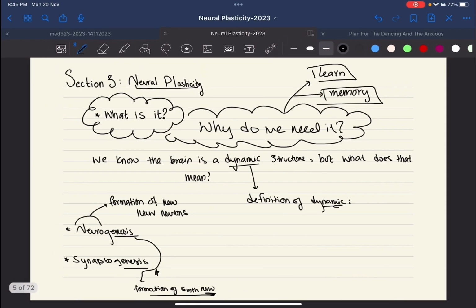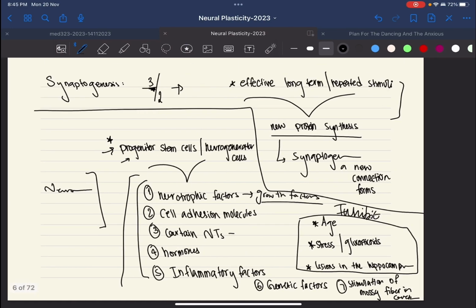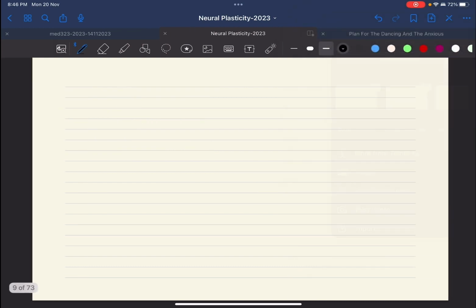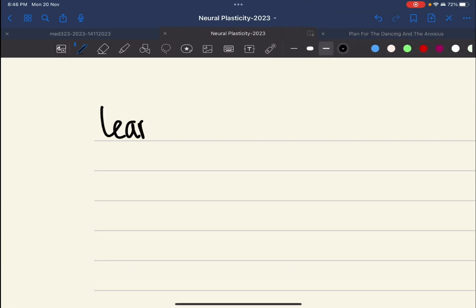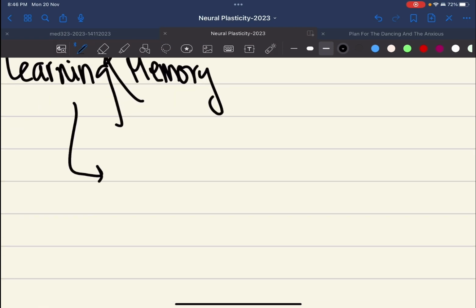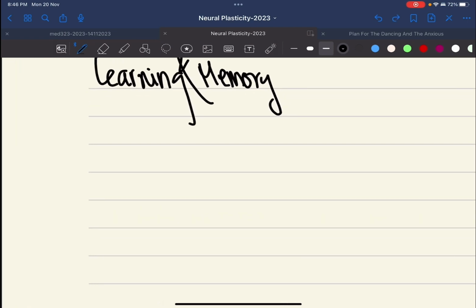That's basically section 3. So that's what you're expected to know of neuroplasticity. Moving on to section 4, which is learning and memory. We're going to be talking about a few things here. First of all, the definitions of learning and memory. Then the types of memory. We're also going to talk about where each type of memory is stored or where it happens, and what mechanisms each type of memory uses.